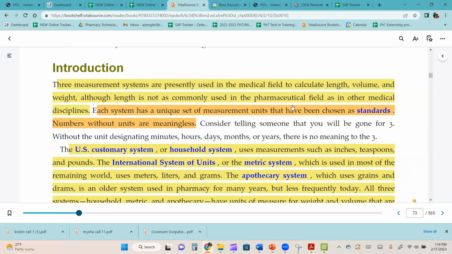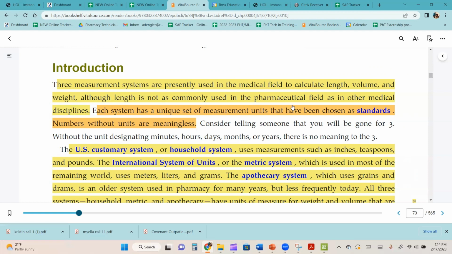Three measurement systems are presently used in the medical field to calculate length, volume, and weight. Although length is not commonly used in the pharmacy field as in other medical disciplines, each system has a unique set of measurement units that have been chosen as standards.